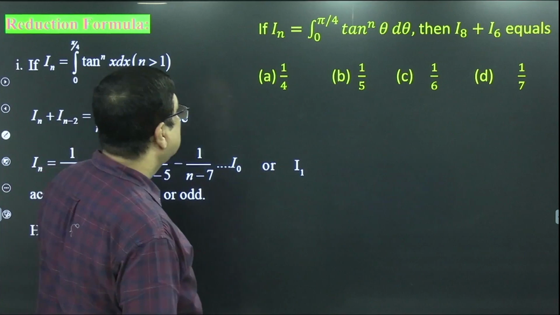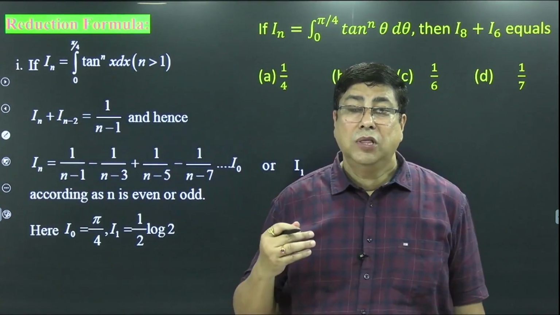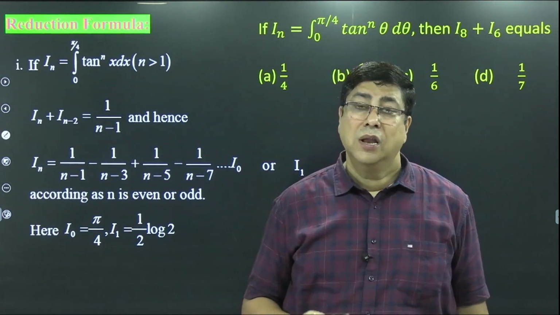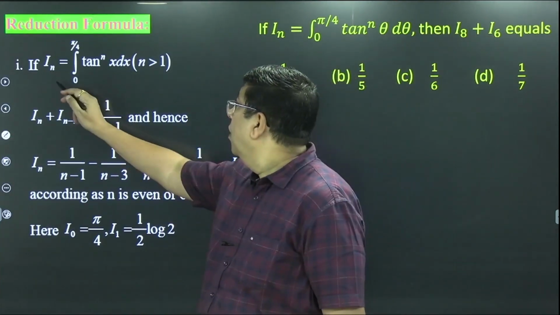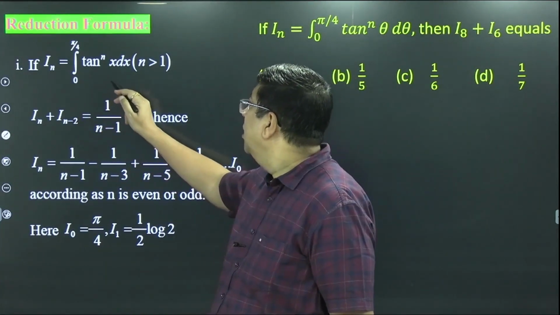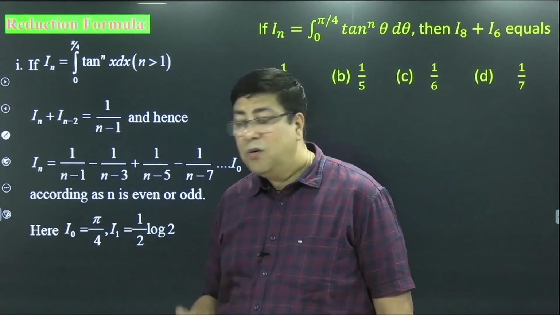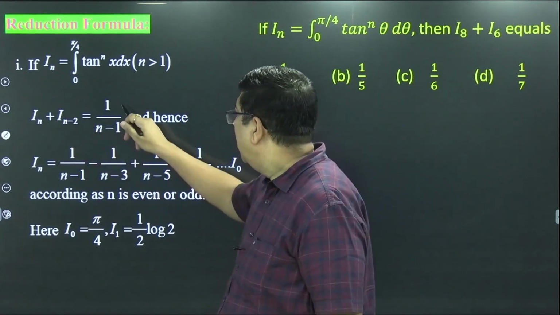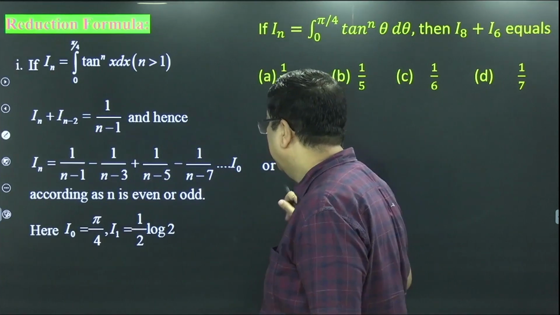Next, this is another important reduction formula with respect to tan x, and it is very frequent in examinations as an intermediate step. This sum is actually solved by parts, so it is unnecessary to derive it here, you can do it on your own also. So this is the by parts formula: I_n plus I_(n minus 2) equals 1 by (n minus 1). In this way we can break it down.